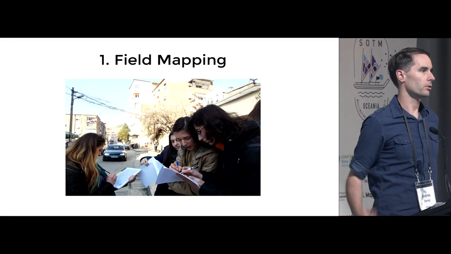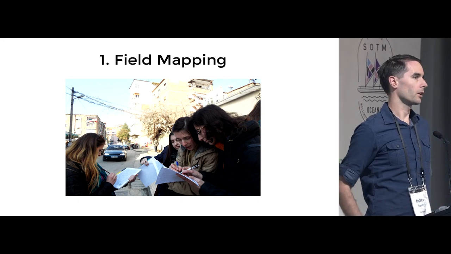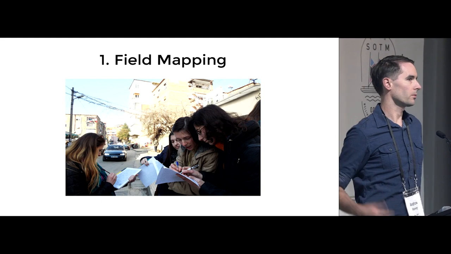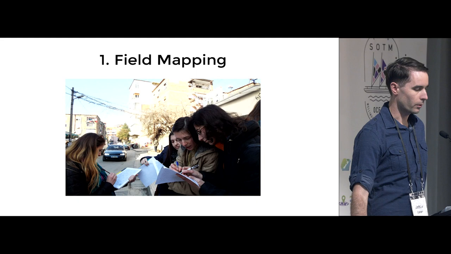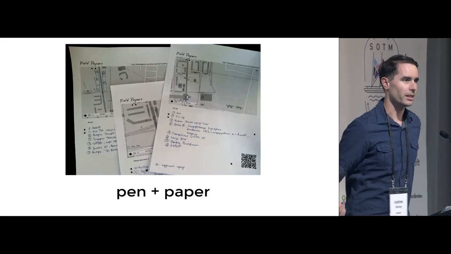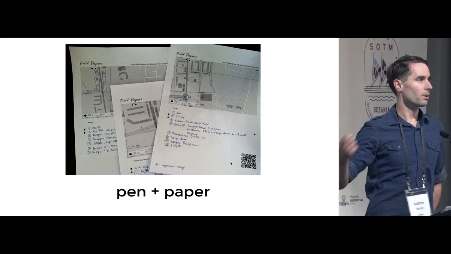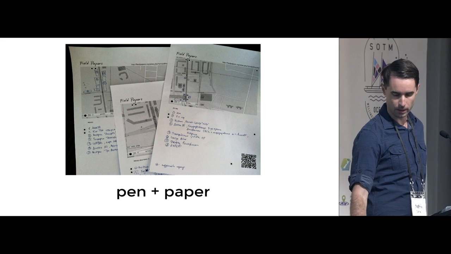So if you like to actually get outside, this is a great way to do field mapping. You can do it individually or with a team, a group of people. Organized mapping parties are a great way to do mapping and to help each other out. You don't really need much equipment. You can go out there with pen and paper. This is exactly how I started, just printing off a map and making notes with pen and paper.